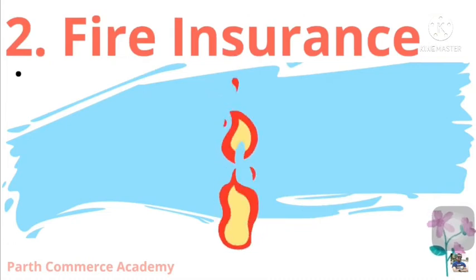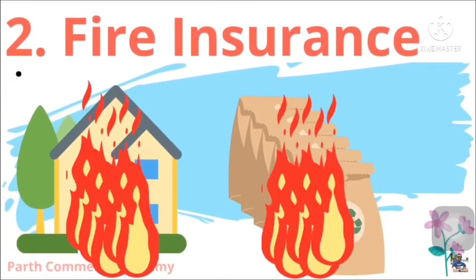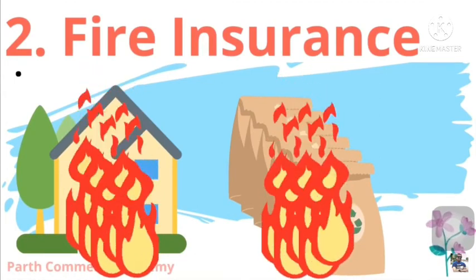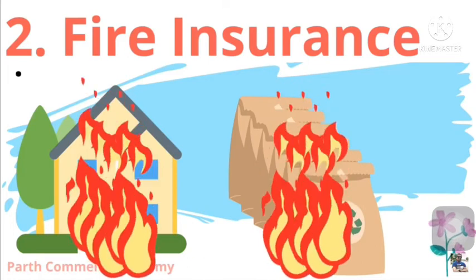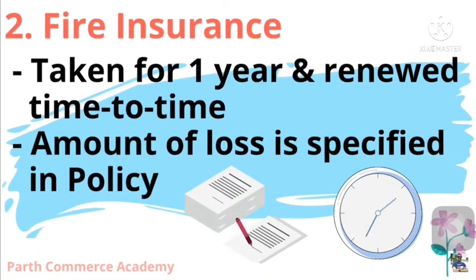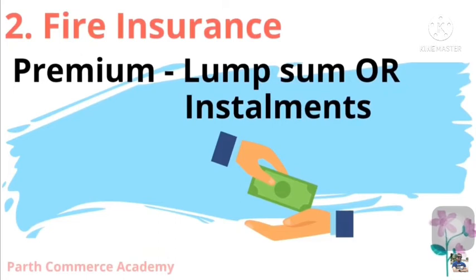Now let's see next type of insurance, that is fire insurance. This type of insurance is taken by a person who is worried about the loss by fire of property or goods. Generally, fire insurance policy is taken for a period of 1 year, and after which it is to be renewed from time to time. Amount of loss is specified in the policy itself. Premium of policy is payable in lump sum or installments.